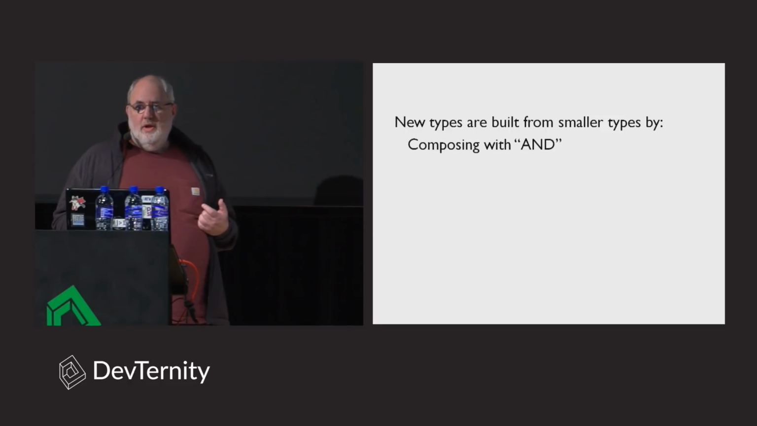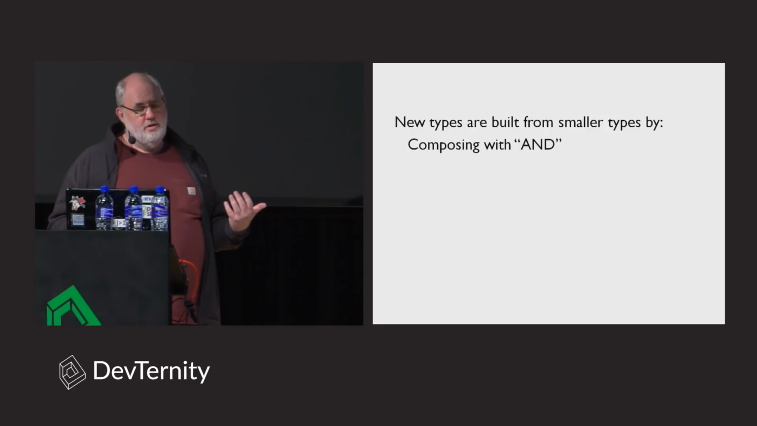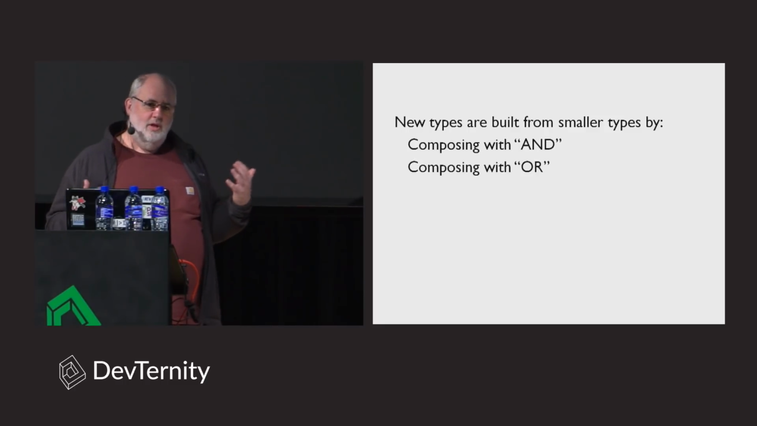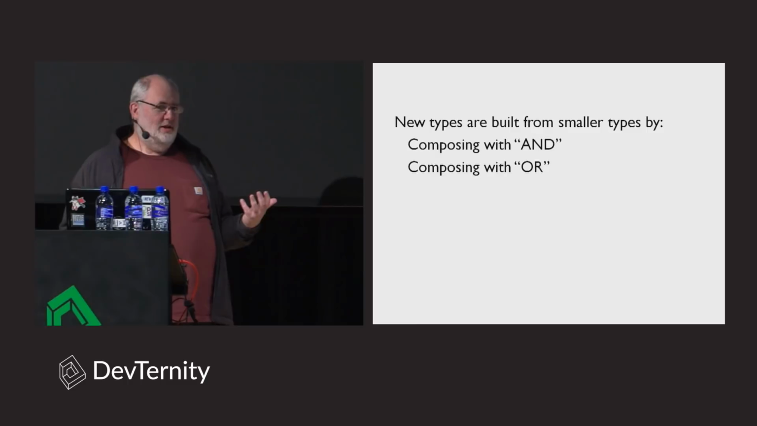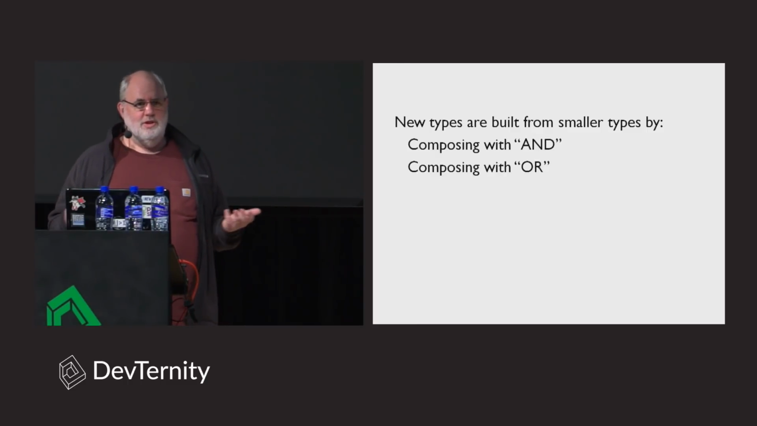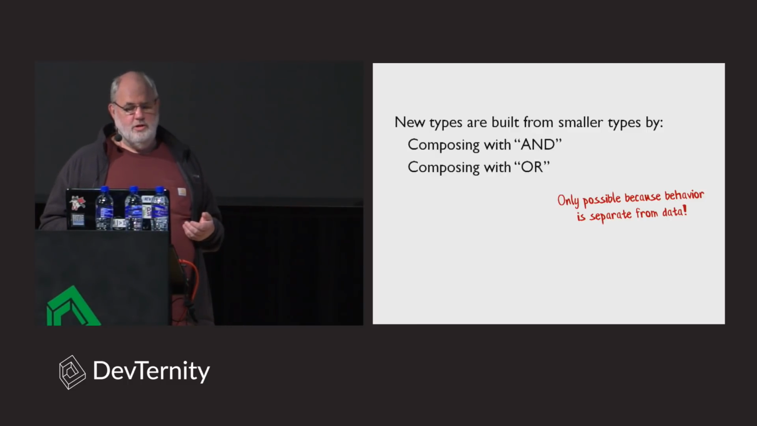So there's basically two ways of building bigger types from smaller types: you use "and" and you use "or". Now, that might sound weird. What do you mean, anding two types and oring two types? What does that even mean? So let me give you some examples.